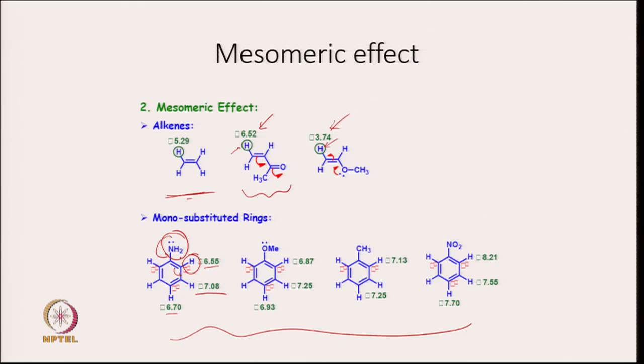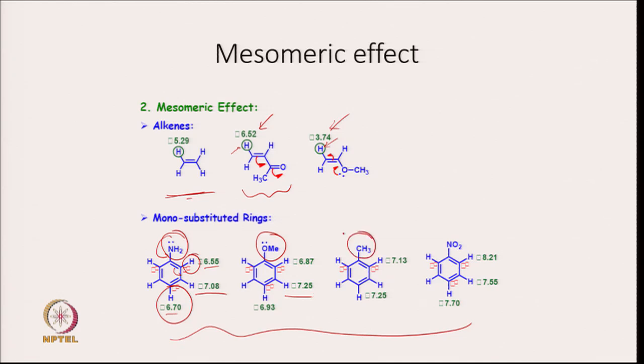This proton is more electron rich. NH2 has a plus M effect, and so the protons at ortho and para positions are going to be richer in electron, and hence they will have lower chemical shift. Again, OMe has a plus M effect, and so protons at ortho and para positions are going to have lower chemical shift in comparison to a proton at the meta position.